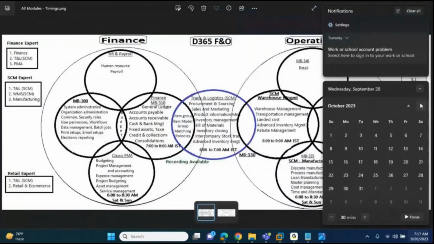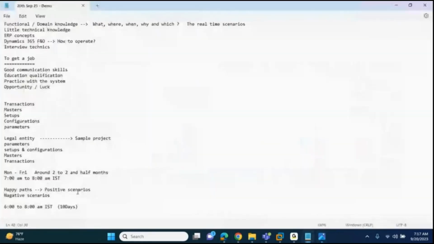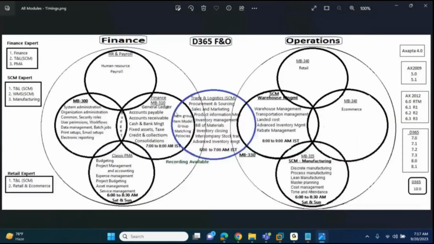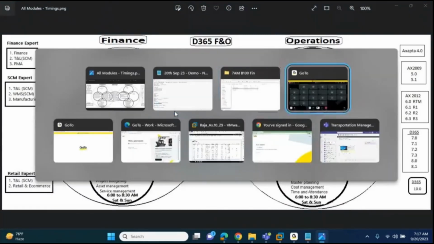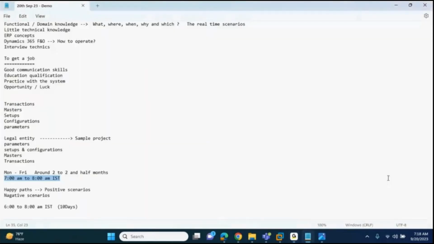Because I'll combine both finance and P&L for a few days. That will be mostly November first week. In this 1 week or 2 weeks, around 8 to 10 days, I'll combine both finance and P&L and teach. So I need your cooperation. For a few days it is 6 to 8, but every day it is 7 to 8. So these are the modules you are going to learn. Okay. Yeah. Before starting the session, any questions, please? Any questions?